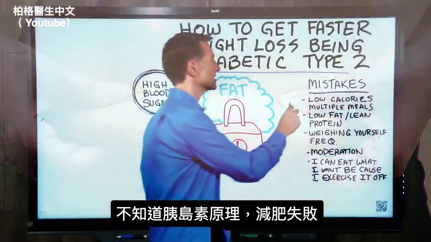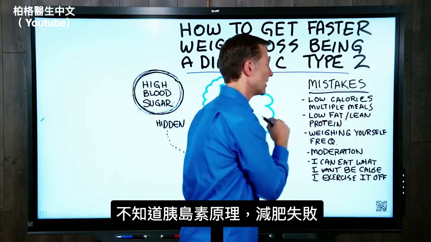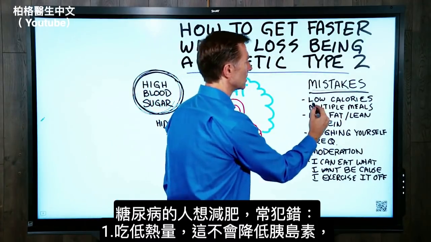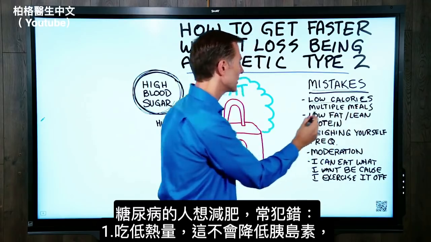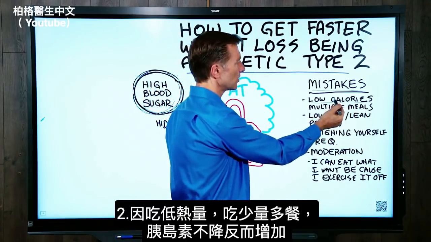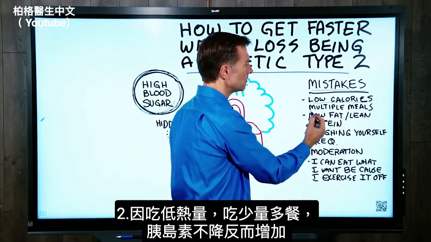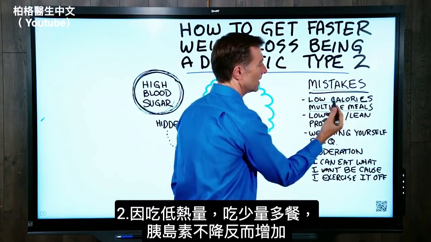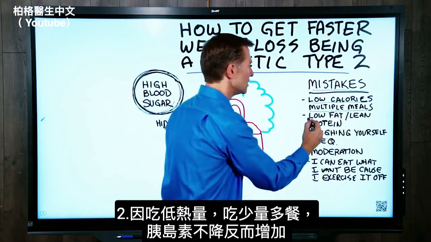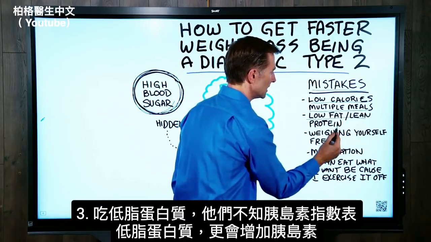Now, if we look at the mistakes that most people make, not knowing this information, and they're trying to lose weight and they're diabetic, they're going after the low calories. Lowering your calories does not lower insulin. And because they're on a low-calorie diet, they're going to have to eat multiple times through the day. That will actually raise insulin, not lower it. And then they do low-fat, lean protein.